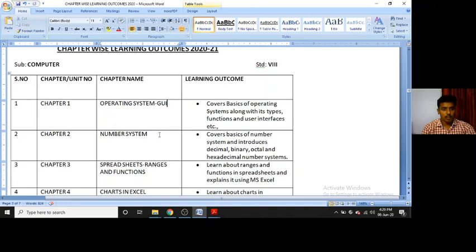Now I am going to the new chapter. I'll give one more assignment on operating system, in fill in the blanks or MCQ form. But soon I'll upload the assignment in the Google Classroom.